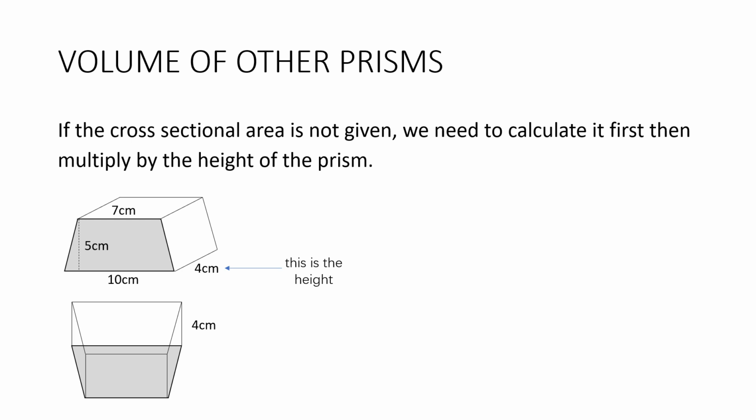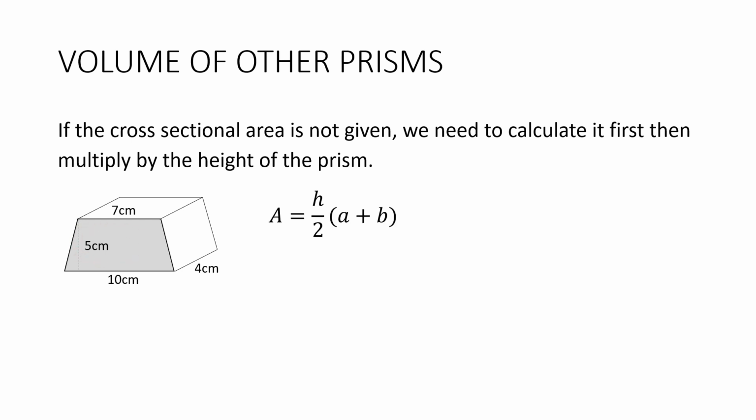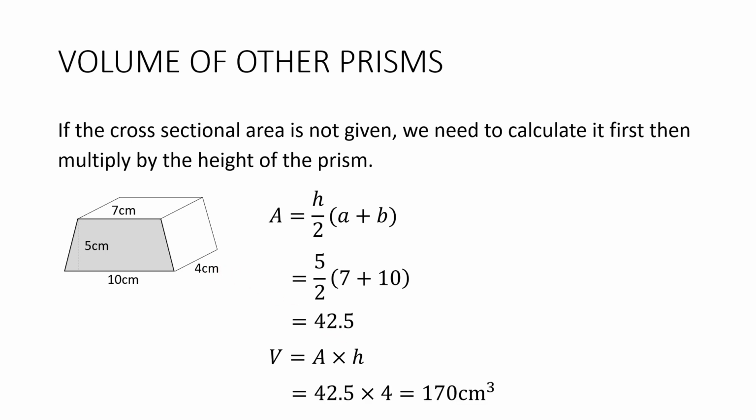All right, firstly, we've got two steps. So firstly, we need to work out the area of the trapezium. Here's our formula. It's height over 2, and then in brackets a plus b. And remember, a and b are the parallel sides. Now this height is referring to the height of the trapezium, not the height of the prism. So it's going to be 5 over 2, 7 plus 10 in the brackets, which gives us 42.5. Now all we have to do is do the area of the base shape times the height. So 42.5 times 4, which gives us 170 centimeters cubed.